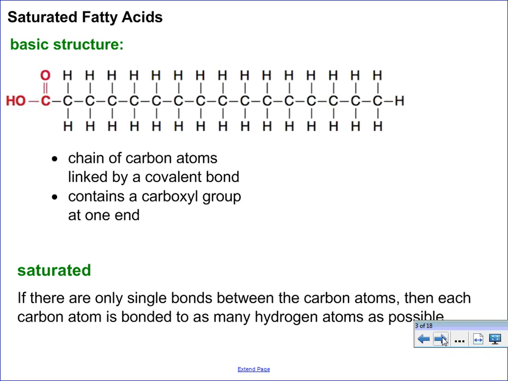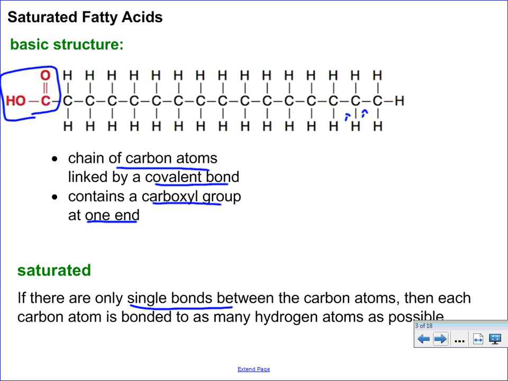So fatty acids are basically a chain of carbon atoms linked by a covalent bond. So between all of those carbon atoms in that chain are covalent bonds. And at one end, you'll find a carboxyl group, outlined here. So fatty acids can be categorized as saturated or unsaturated fatty acids.